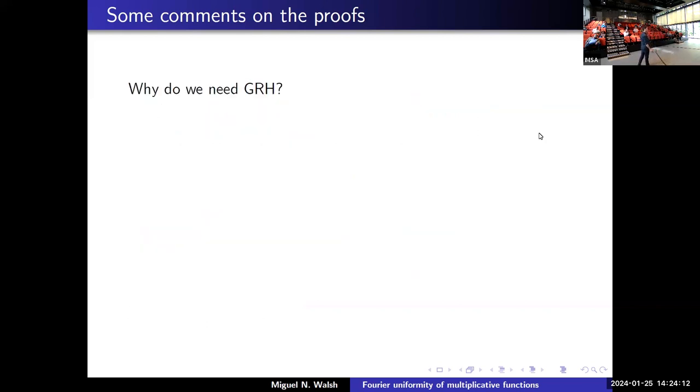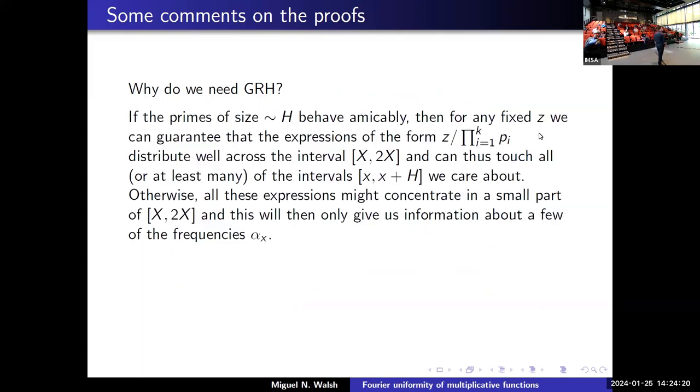So, finally, why do we need this right now? Why do we need this to prove the things we want to prove? So, if the small primes, of size H, which are the ones that we're using in the approach, behave nicely, then we can guarantee that for any choice of set, this special element that we create, we can indeed have that all the expressions, when we divide the set by four of those primes, land close to all elements. So any element in the big interval x to 2x can be approximated by something like the set divided by four of the primes. And so we can touch many of them.